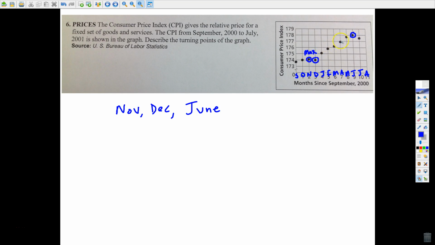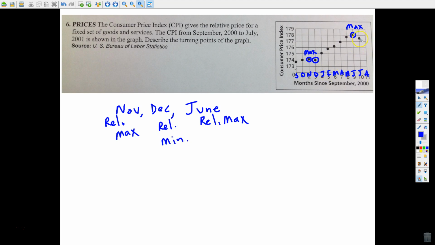Up here, doing the same thing, reaching a high point and then coming back down, would technically be considered another relative max. And then this bottoming out point, we reached a high point, came back down to a low point, and then started to come back up. Then that would be a relative minimum. So our November could be a relative maximum, June up here also a relative maximum, and then the December, where it bottoms out, a relative minimum.